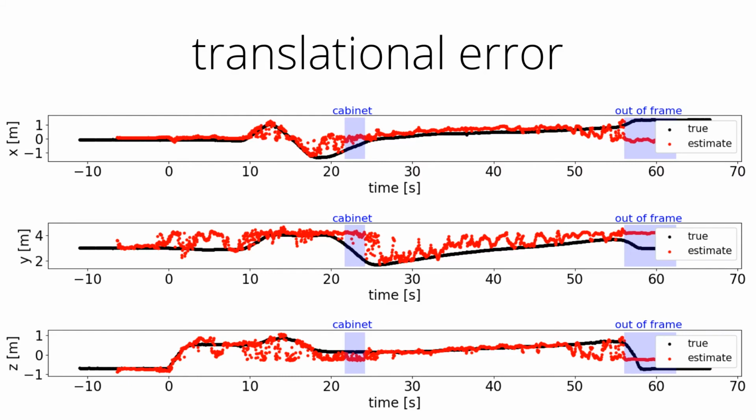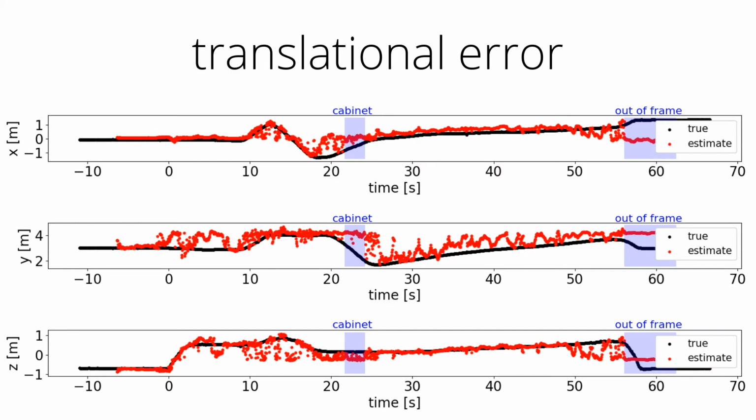In that experiment, we used an ultrasonic beacon to measure the ground truth position of the quadrotor. We were unable to measure the ground truth orientation, so this plot just shows the translational error. We can see that the neural network estimate of position generally follows the true position, but it's definitely not perfect.